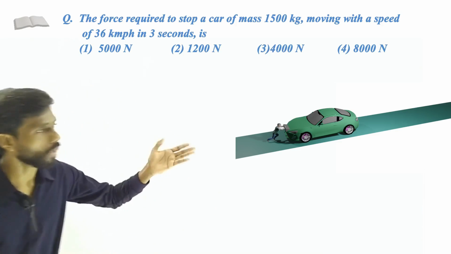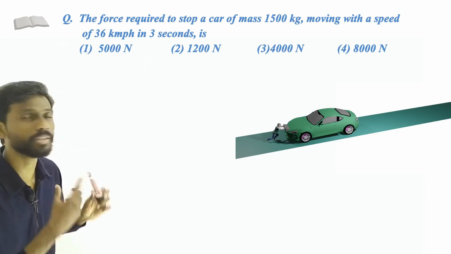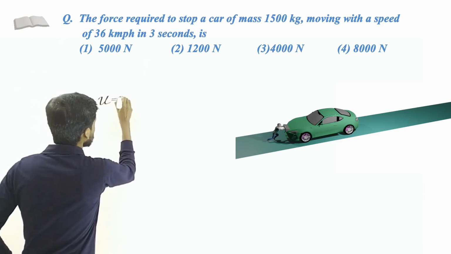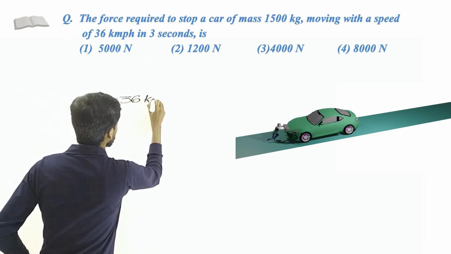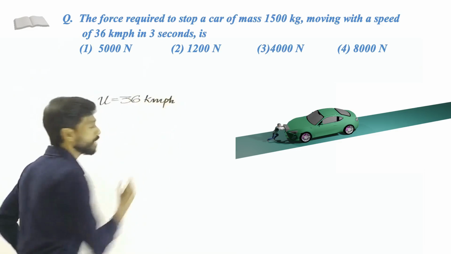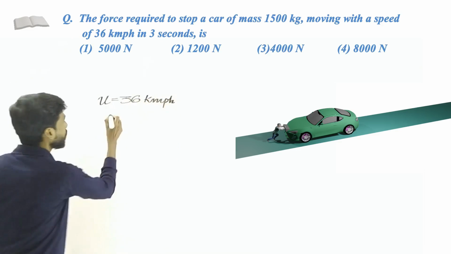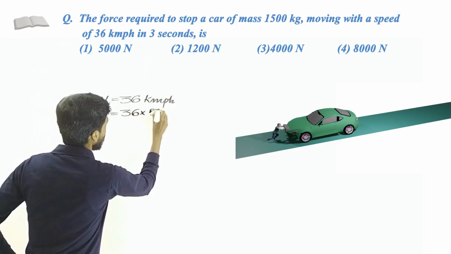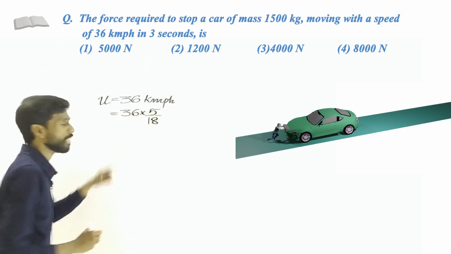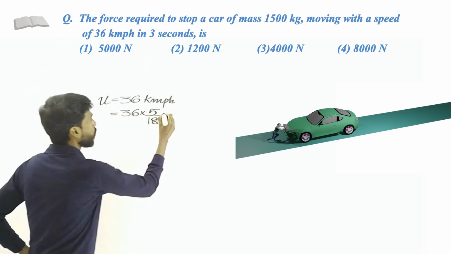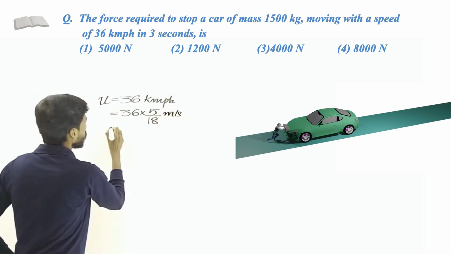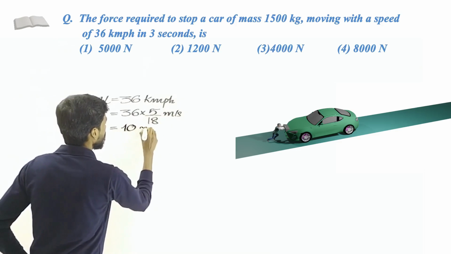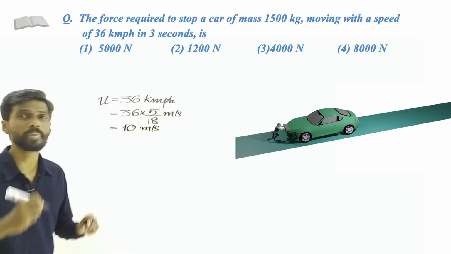Now, what is the initial speed? That is 36 km per hour. Let us take that as u. Let us convert this into meter per second. What is the method to convert into meter per second? Multiply by 5 by 18. So 36 multiplied by 5 by 18 is 10. So 10 meter per second is the initial speed of the car.